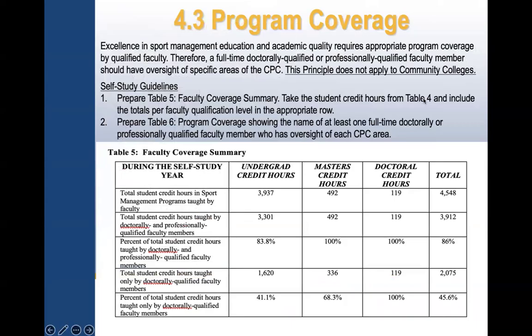All right, I talked about this faculty coverage summary, I believe. Well, this is 4.3 program coverage. So this is taking data from that previous table and putting it into this one here so that you can see what percentage at what qualification level your faculty are teaching. And there's not really any wrong answer here. It's something for you to notice.